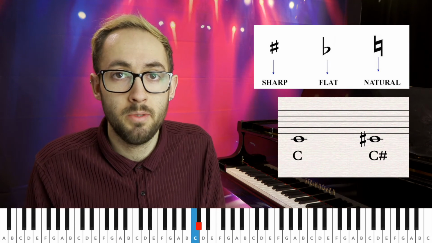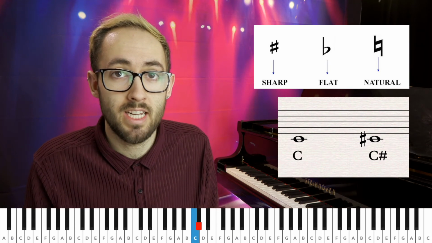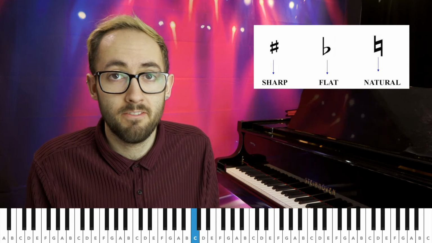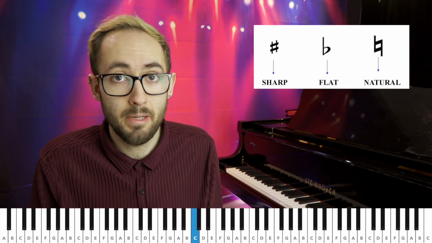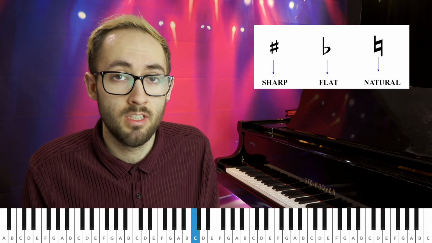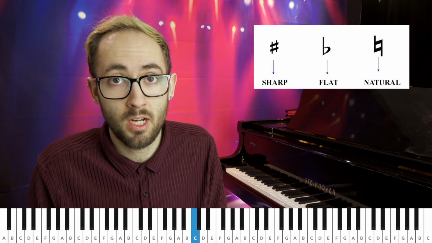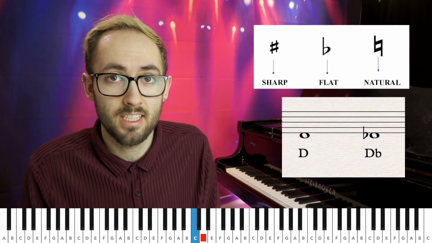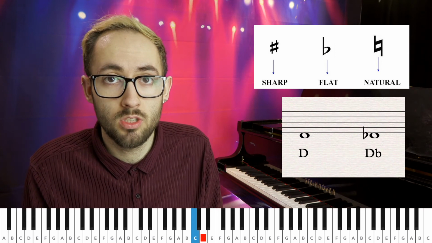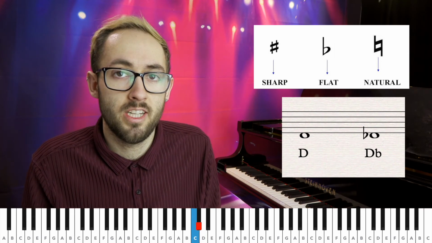This would be a C sharp. We can see this written in music by having the hashtag symbol written next to the note that it applies to. A flat looks like a small letter b, and this just means 1 down. So that C sharp that you've just played is also a D flat, because it is 1 note lower than the D.